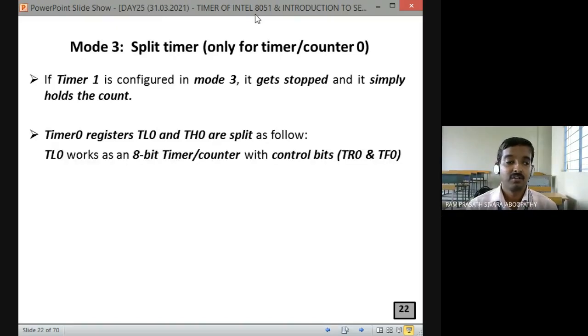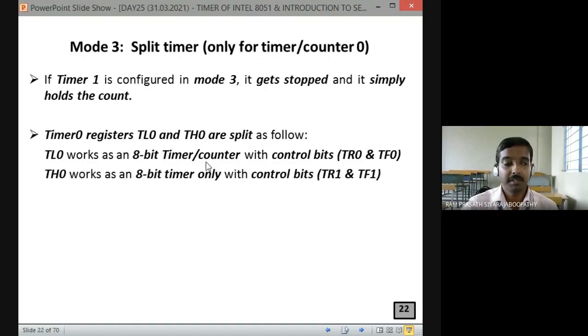Fine. TL0 is going to work as a timer or counter with TR0 and TF0 control. The control bits of timer 0 are used for TL0. If I want to stop TL0 now, you have to clear TR0. Is it clear? Timer 0 has broken into two. One half is TL0 and the other half is TH0. Correct? TL0 works as a timer or counter. What are its control bits? TR0 and TF0, which is nothing but the same thing.